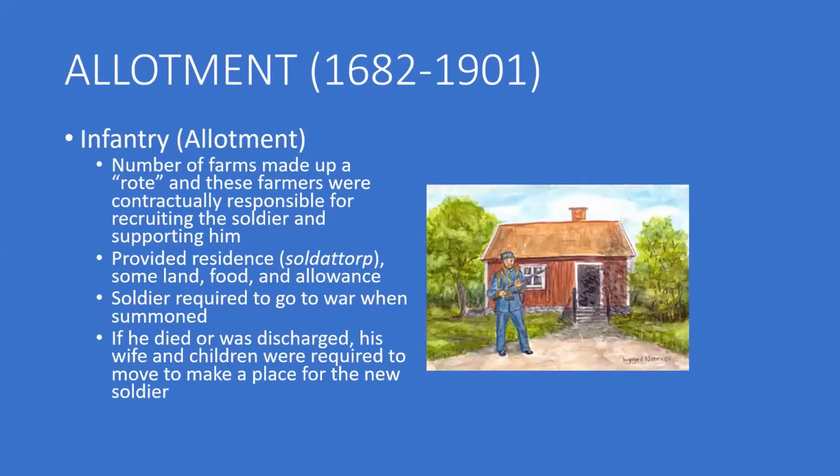So we'll start with the infantry. Here a number of farms made up a rote. These farmers were contractually responsible for recruiting a soldier and actually supporting him. So they provided the residence, the Soldat Torp, some land, food, and allowance. In a way, this is sort of guaranteed income for this particular person.